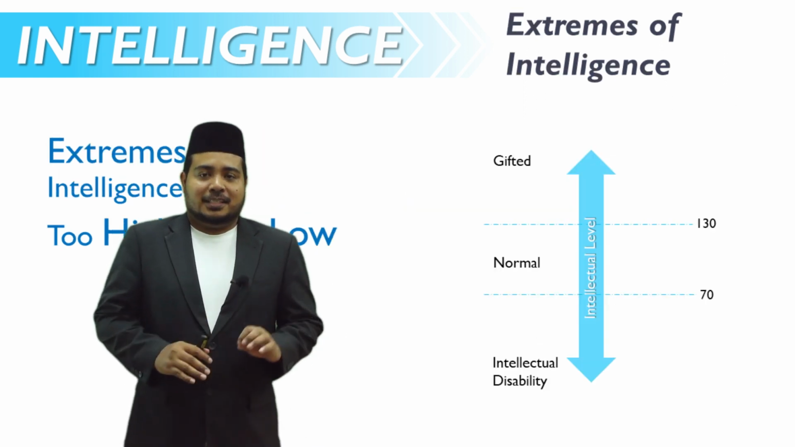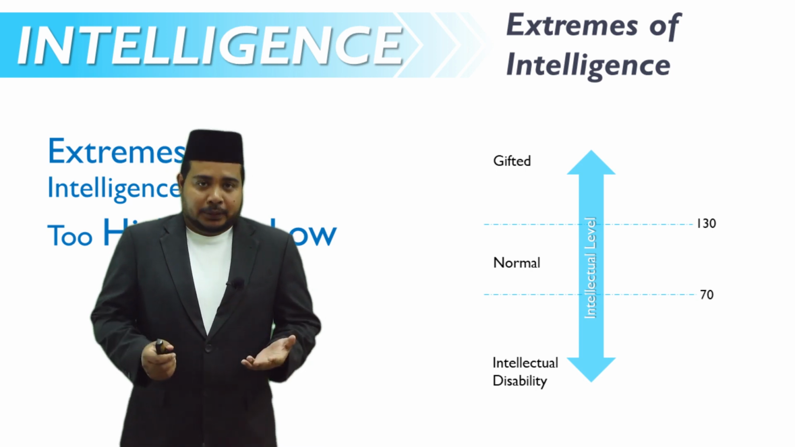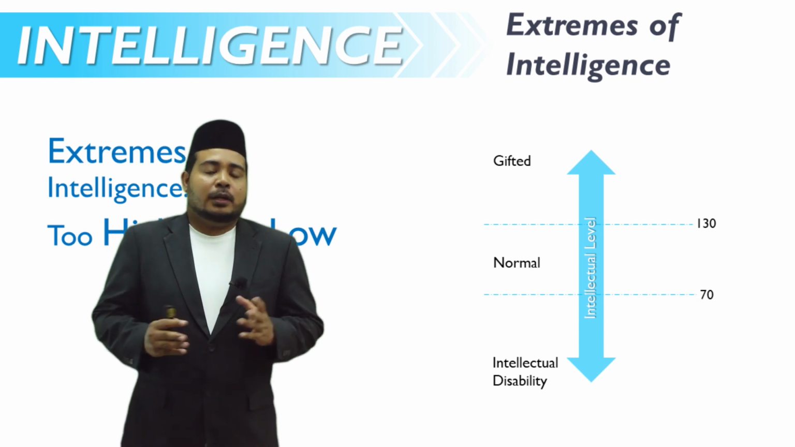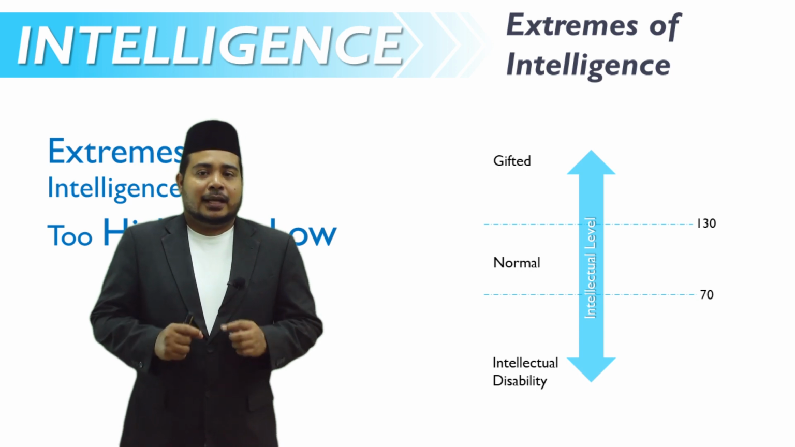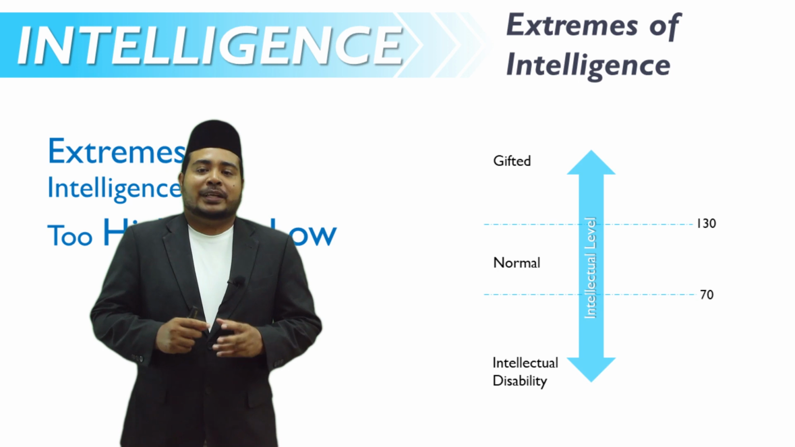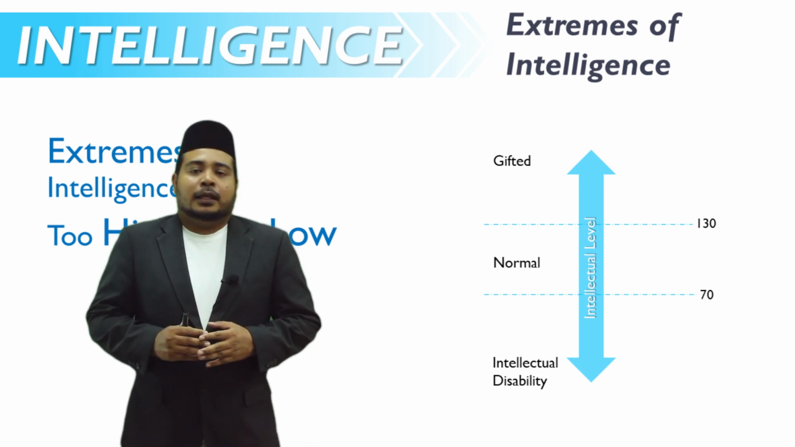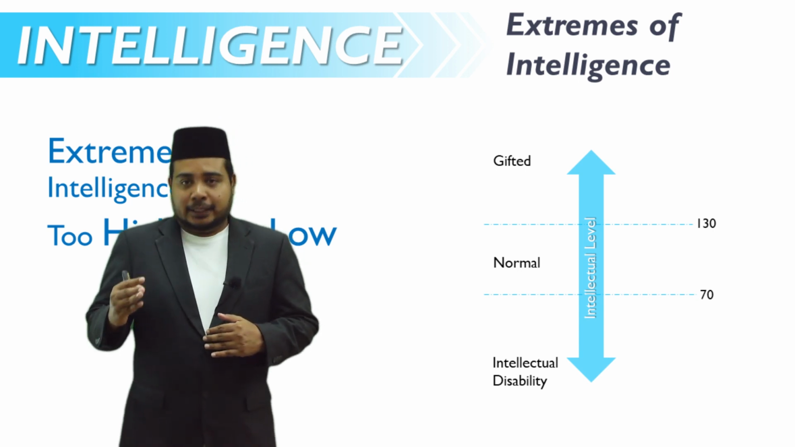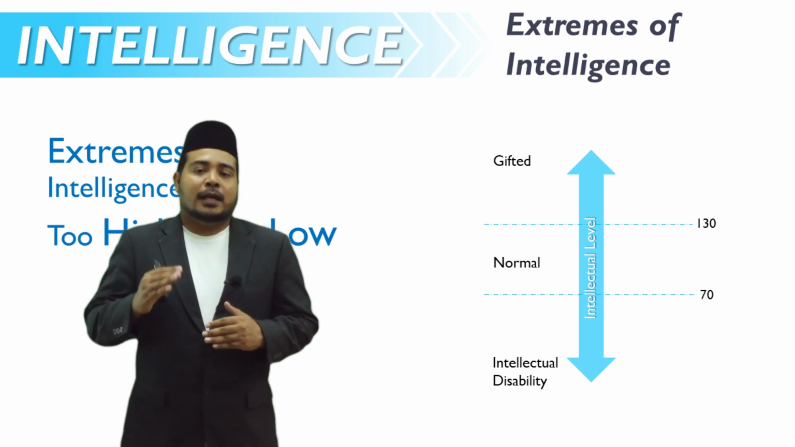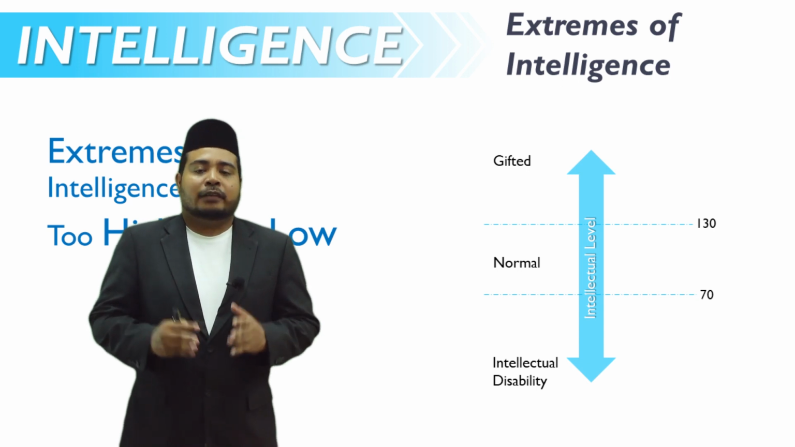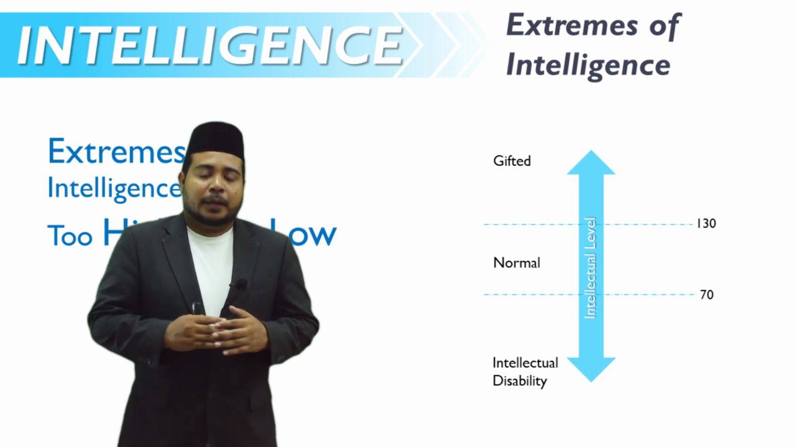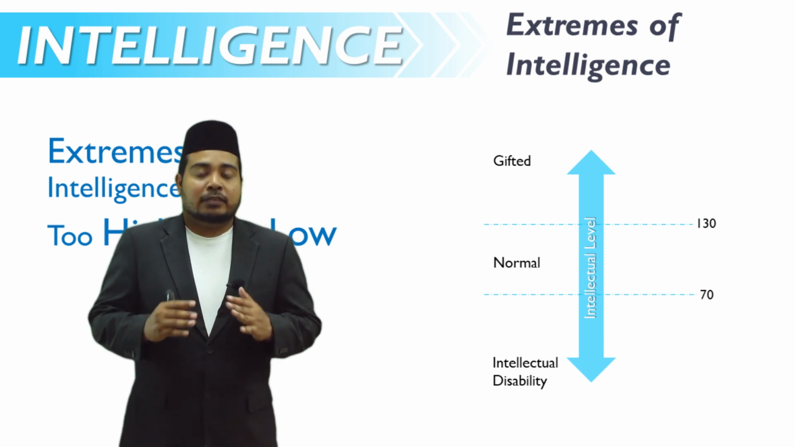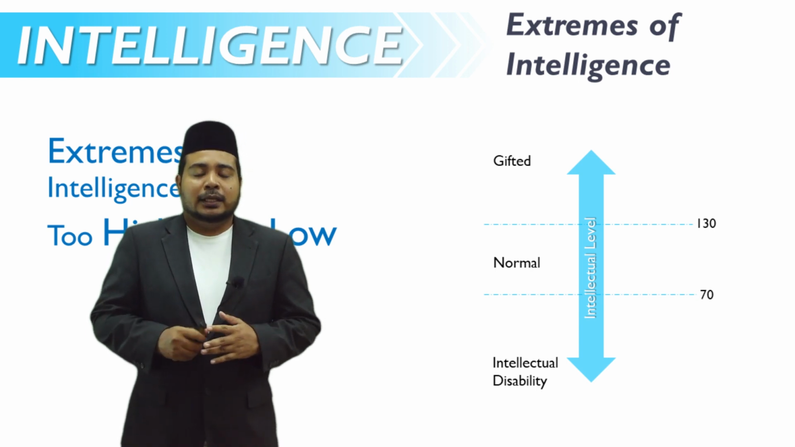Another interesting topic under this chapter is the extreme of intelligence. What happens if people score too high or too low in terms of their intelligence score? Here we are going to look at a group of people whom psychologists regard as intellectually gifted, and a group of people whom psychologists regard as having intellectual disability. On average, based on IQ score, people score in the range of 70 to 130. If someone scores higher than 130, these are people who have higher intelligence levels than the average population, so we call them intellectually gifted. On the other hand, there is a group of people who score lower than 70. These are people that we regard as having intellectual disability.